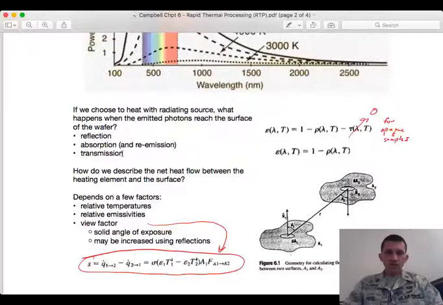If transmission is 0, then every photon must be either reflected or absorbed. If it's in equilibrium, every photon that's absorbed is also re-emitted, otherwise the temperature would change. And so the emissivity, which is the absorption and re-emission, plus the reflection would equal 1. If I subtract the reflection from 1, I can get an estimate for the emissivity by measuring the reflectance.